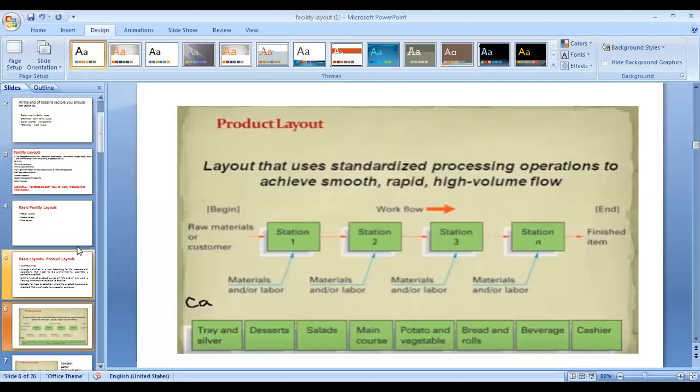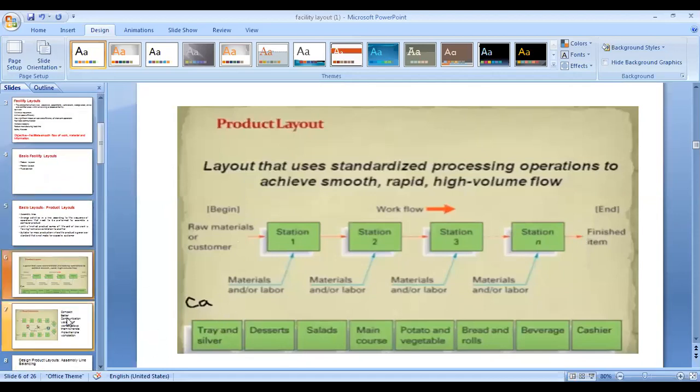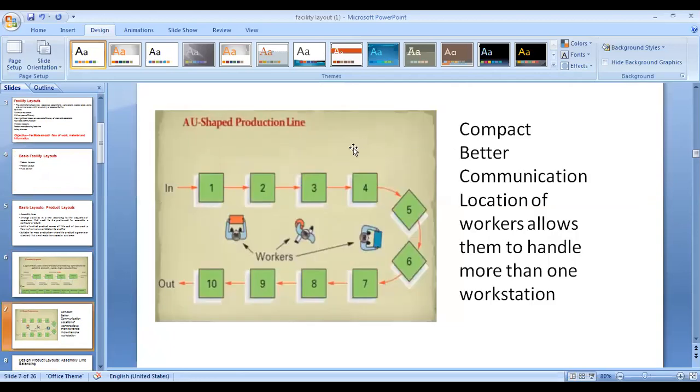And you can understand this with this example. Look at this production line. This is also a sequential line where you have the product layout. When you look at it, in is from here and out is from here, but it is a U-shaped production line. So what might be the advantages of having this U-shaped production line?